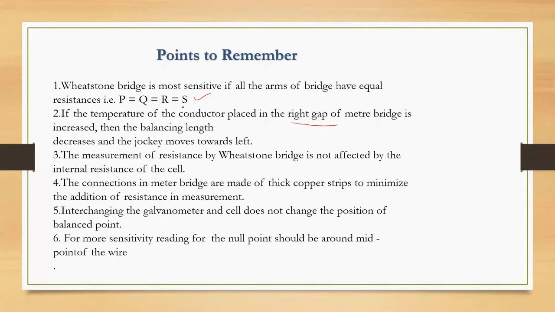Next, interchanging the galvanometer and the cell does not change the position of the balance point. For more sensitivity, the reading for the null point should be around the midpoint of the wire. If you want your device to be more sensitive, then try to get the reading at the midpoint of the wire. Meaning the wire is of 100 centimeter length and approximately at 50 you should get your balance point. Then you will say your apparatus is most sensitive. So this much you can do for your topic.